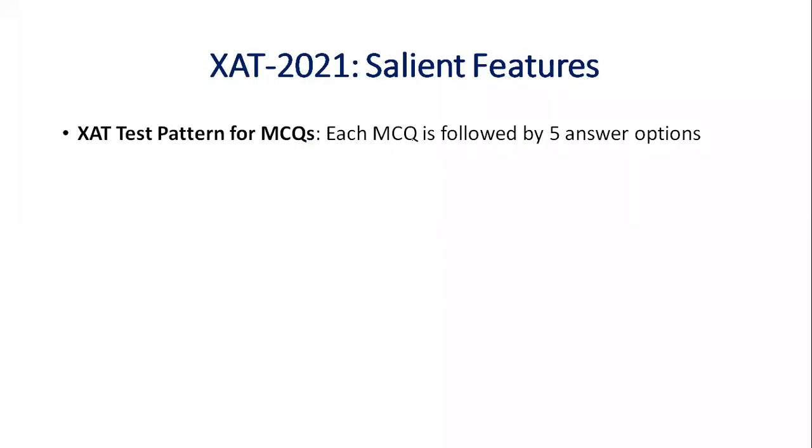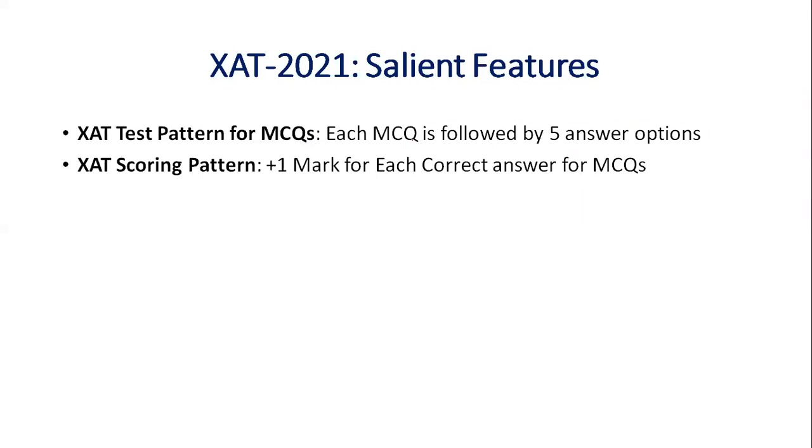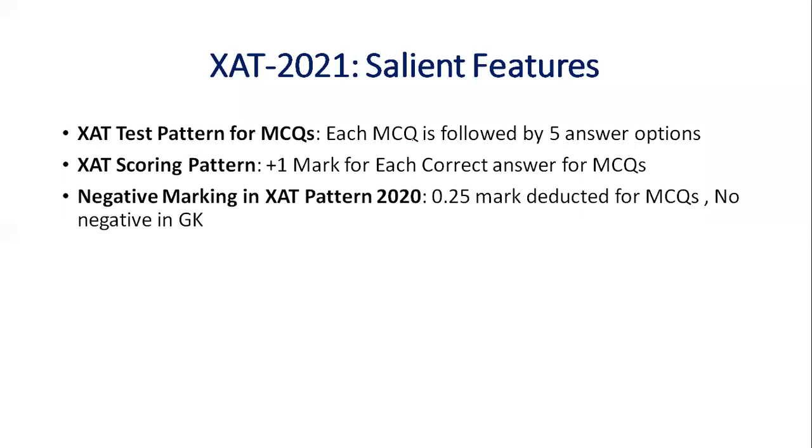What are the salient features of XAT 2021? What are the major things that you have to note? I'm sure you would be aware of it, given that you are all XAT aspirants. Every question will be followed by 5 options. So each MCQ is followed by 5 answer options. The pattern remains the same. You have +1 mark for each correct answer and 0.25 marks, which is 25% of the mark of the question, is the negative here. So you have a 0.25 penalty for every wrong answer that you make.